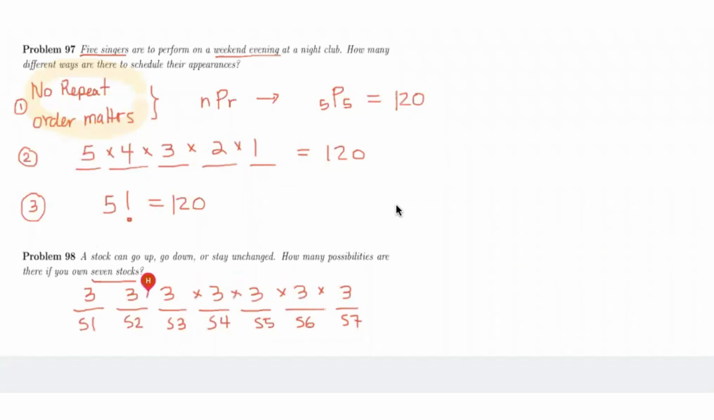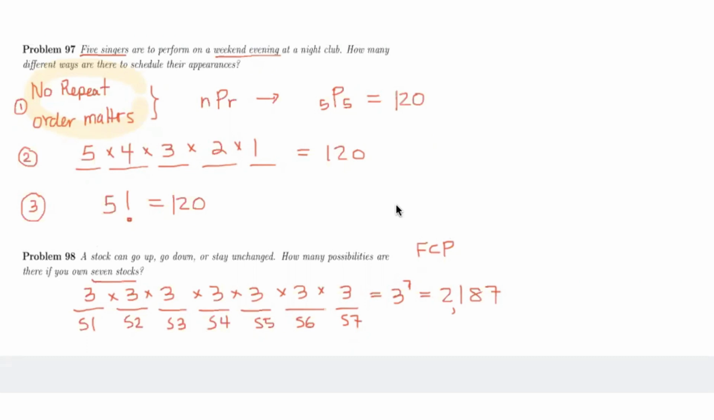And then you multiply it. And what we got is 2,187. Excellent. You did a great job. This is the fundamental counting principle. Okay, fundamental counting principle.